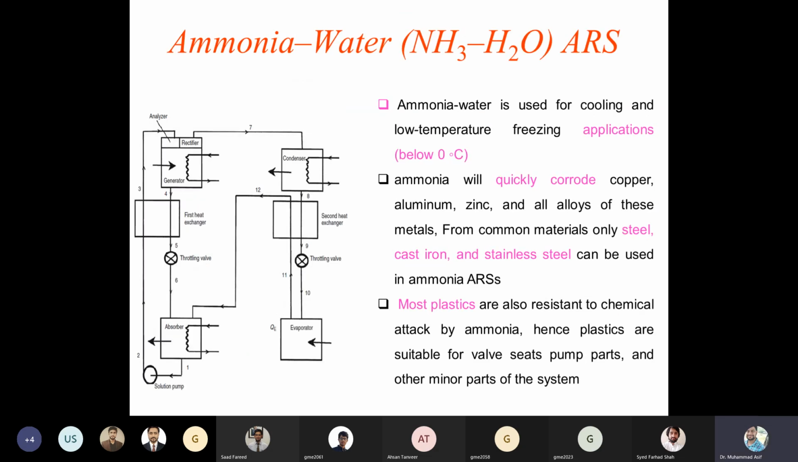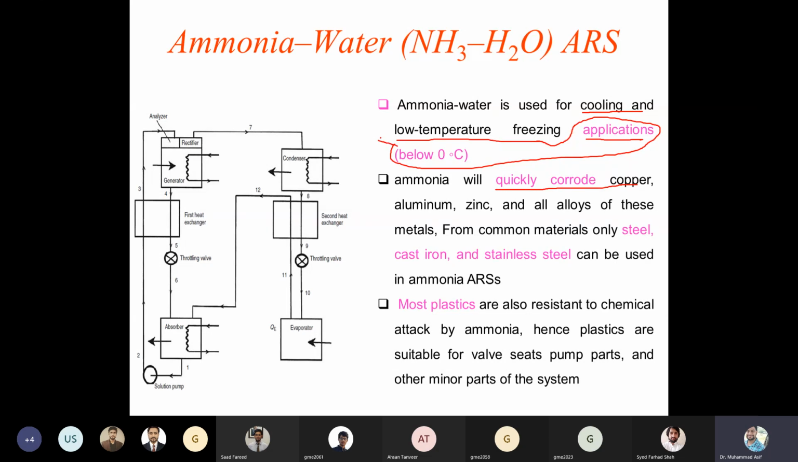The second vapor absorption system is the ammonia water combination. In that case, ammonia is the refrigerant and water is the absorbent. When you use ammonia, that system is used for cooling and low temperature freezing, I mean applications below 0°C, right? Ammonia will quickly corrode copper. That's the disadvantage of that.